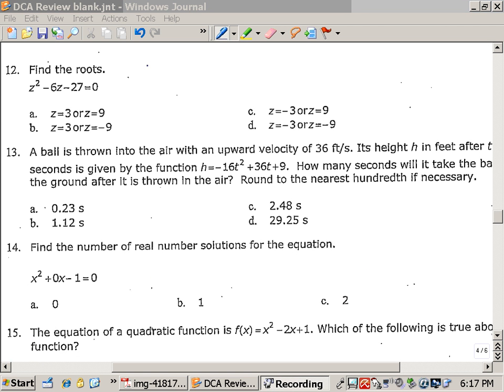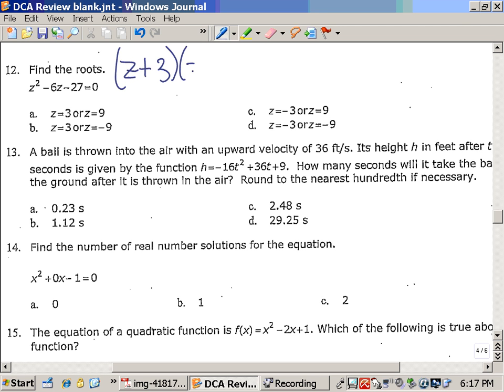On number 12, I need to find the roots. The easiest way to do that is to factor. If I can find quickly the factors of -27, I can do that. It is z plus 3 and z minus 9. They multiply to give me -27 and add to give me 6. The z plus 3 equals 0, so the final answer is -3. And z minus 9, the answer is 9. So let's shop around here and find, there we go, -3 or 9.